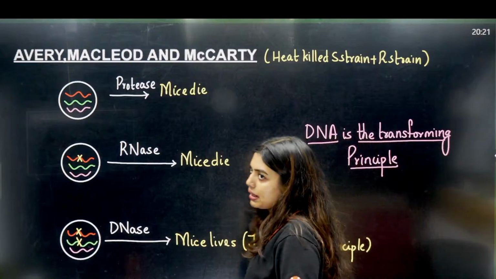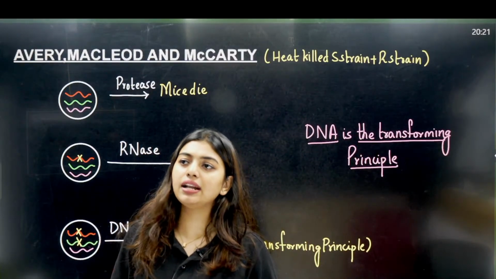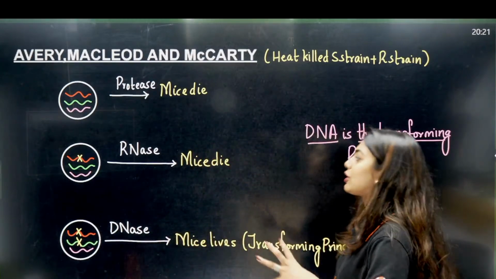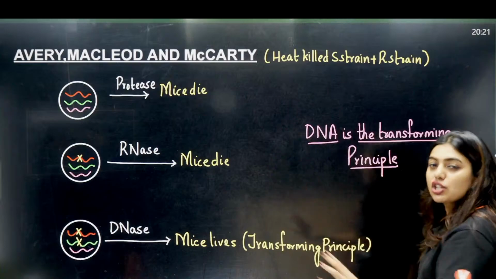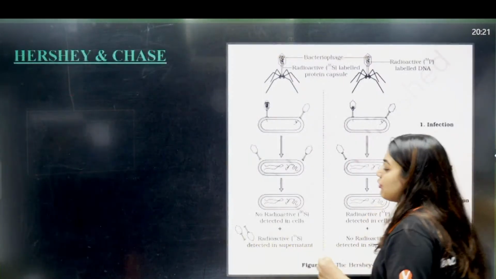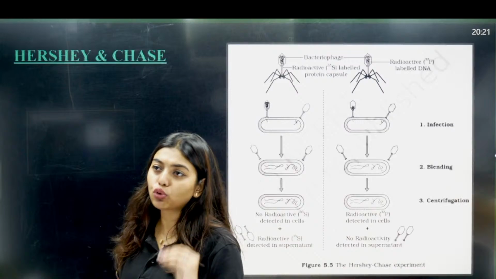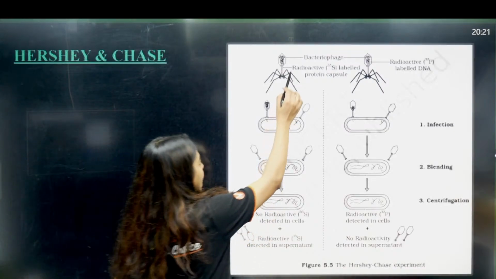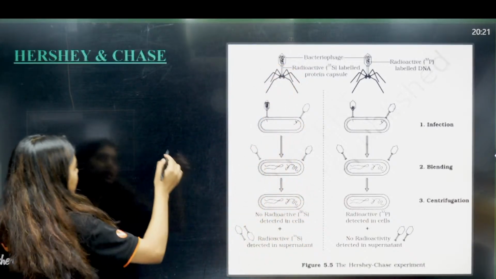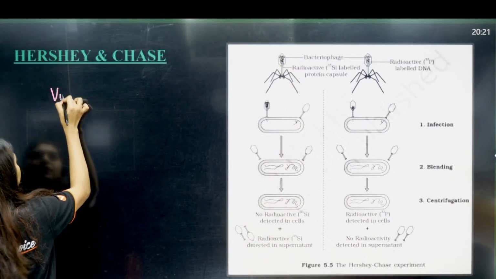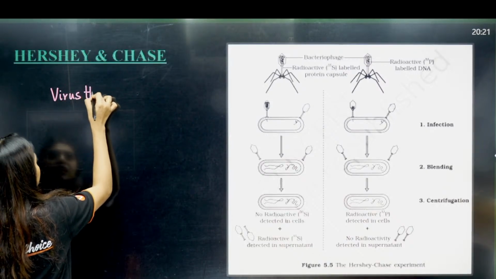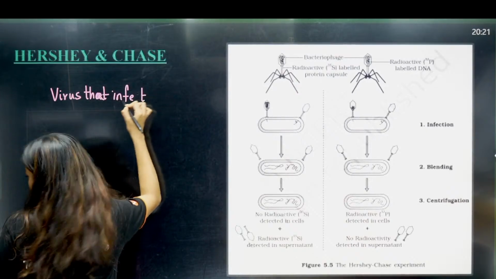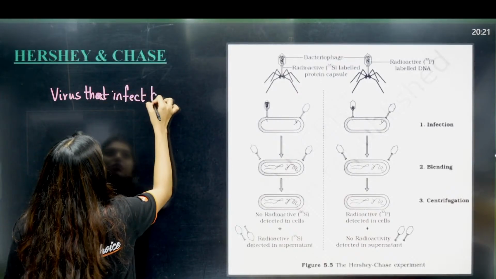But students, this experiment did not go for longer. This experiment failed because many people were not convinced how it was put across. There's a lot of confusion in this experiment, but I hope you understood the whole concept. Now, the final and most proven experiment was given by Hershey and Chase, where they took a bacteriophage. Bacteriophage is a virus that infects bacteria.